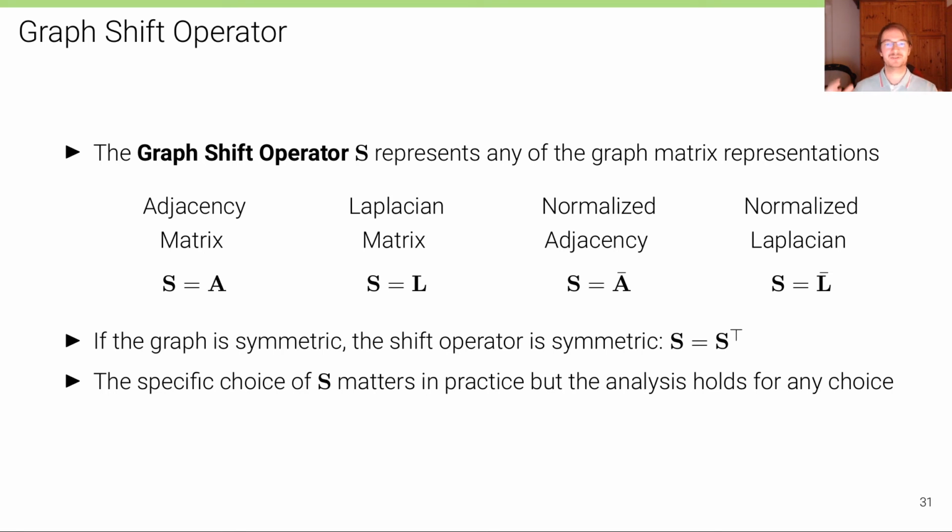The adjacency matrix and the Laplacian matrix are actually quite related. The Laplacian matrix is just D minus the adjacency matrix. They both capture the structure of the graph, and they both allow for, as we'll see, a diffusion process on that graph. So we're just going to consider this general notion of graph shift operator S from now on.